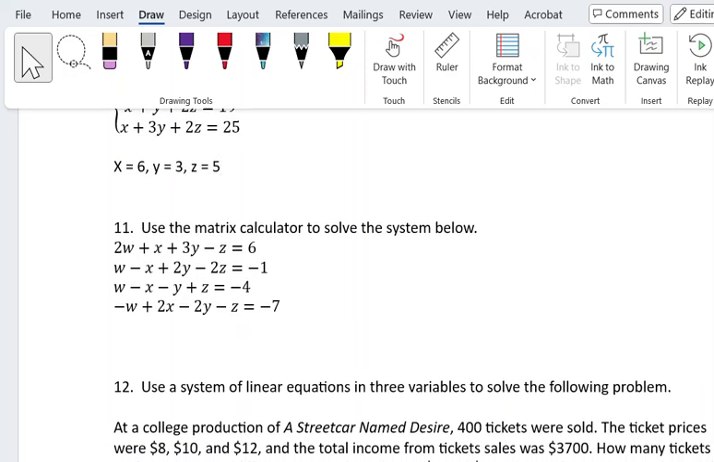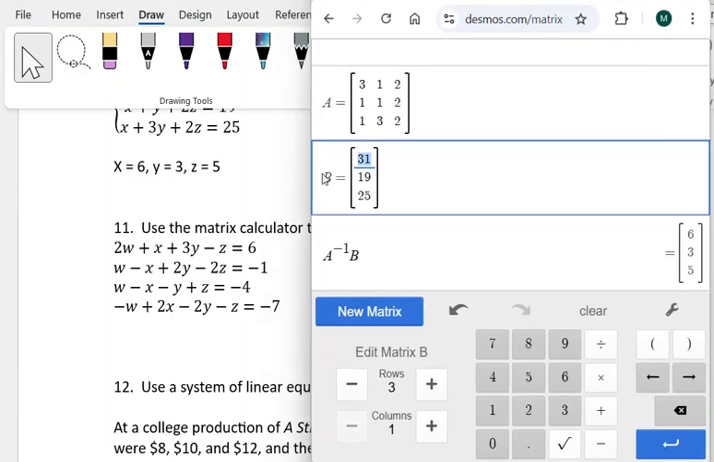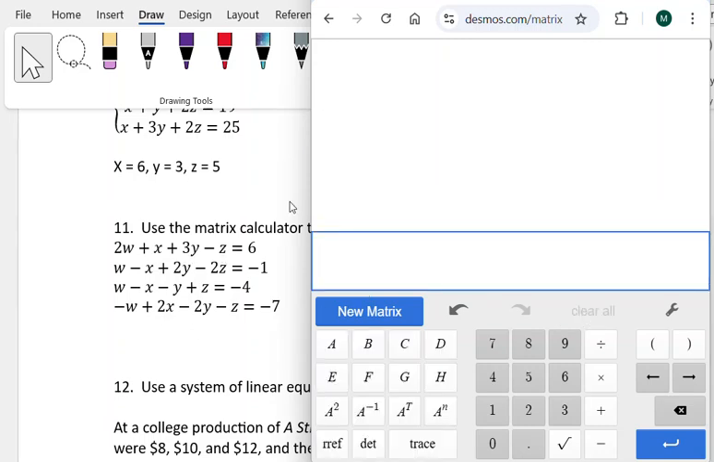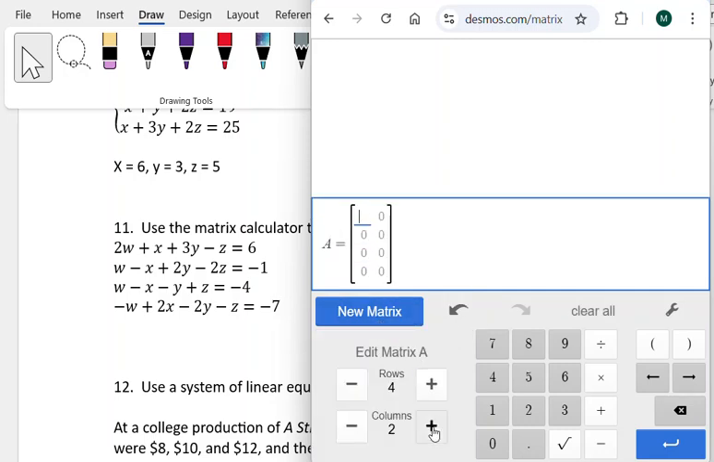For question 11, we're going to do the same thing, but this matrix is even larger. It's going to take a 4 by 4 matrix for my coefficients. So clear everything, make a new matrix. 4 rows and 4 columns, and then put in the coefficients. W, X, Y, Z is going to be the order.